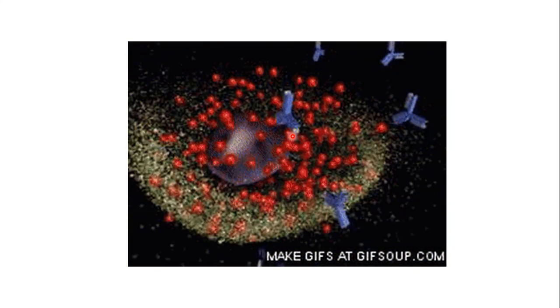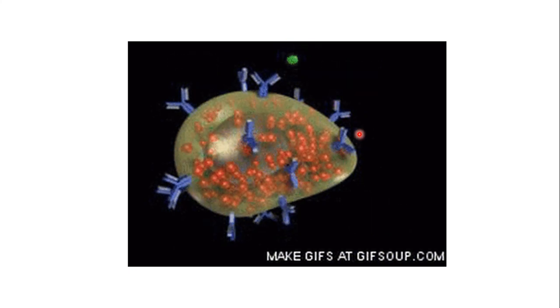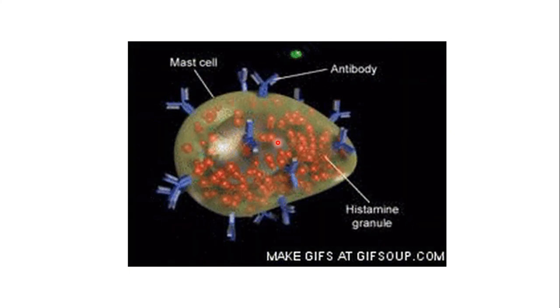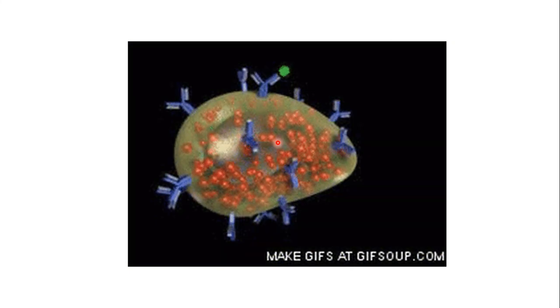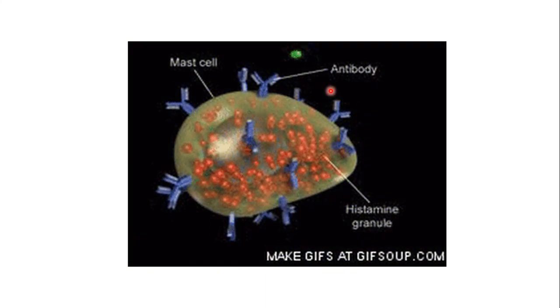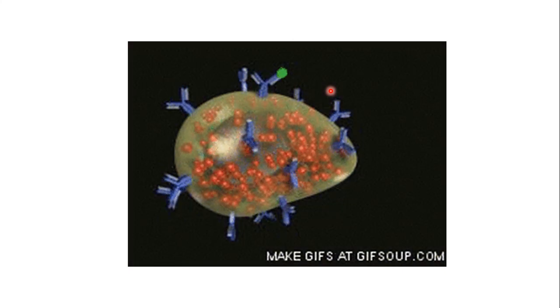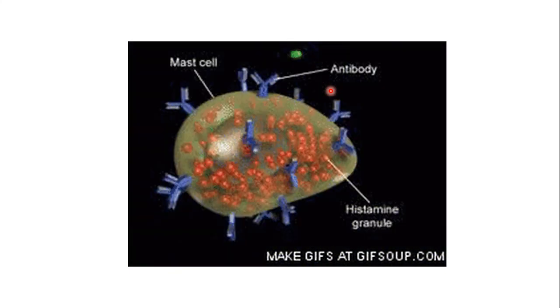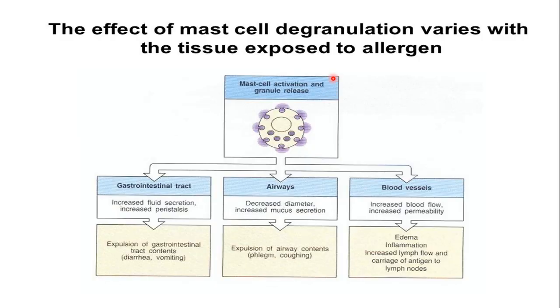Upon re-exposure, the allergen binds to the IgE receptors, cross-linking the adjacent receptors, and this leads to mast cell activation, inducing the release of inflammatory mediators. And this process is known as degranulation. These released mediators then can cause bronchoconstriction, leading to respiratory distress, vessel dilatation, reduced blood pressure, leading to edema formation, and local inflammation with heat, redness, and itching.